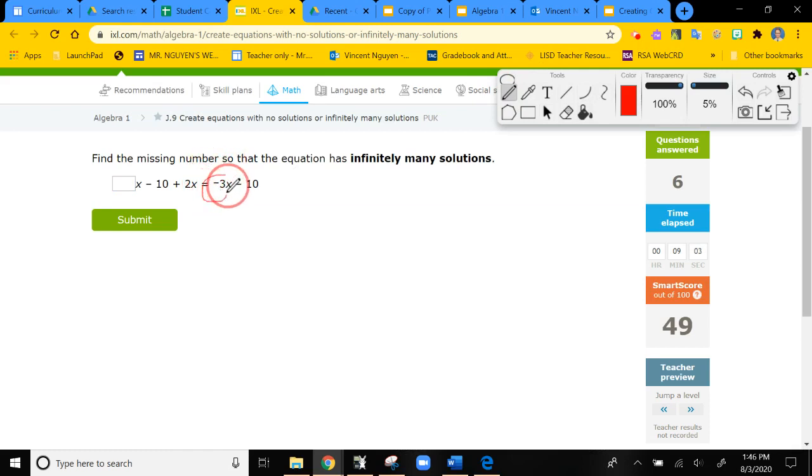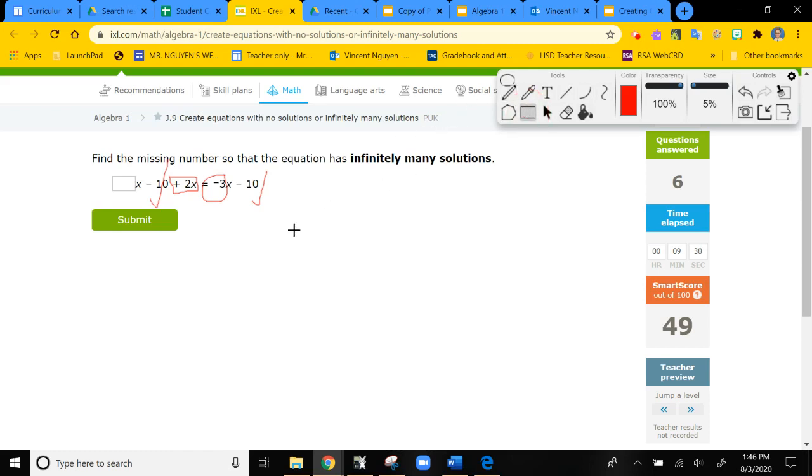Okay. And the negative 10 and the negative 10 match up, so I'm good on that front. I'm going to end up with a negative 10, negative 10. But on this side of the equation, I need a negative 3x as well. Well, I already have 2x here. So you ask yourself, what number plus 2x gives me negative 3x?